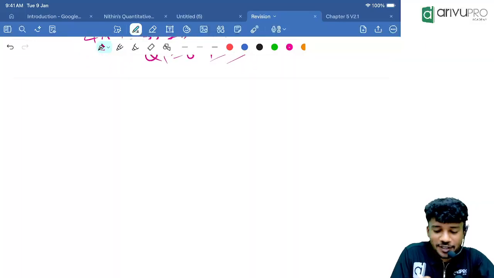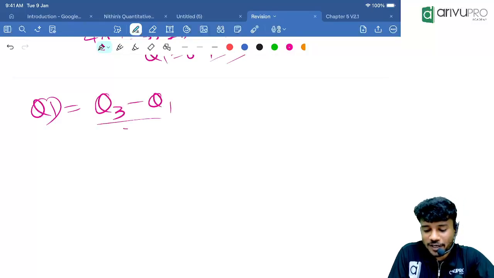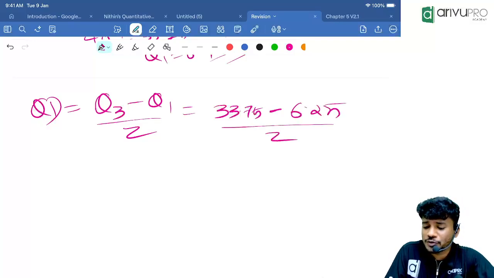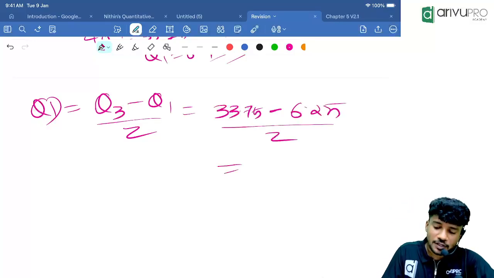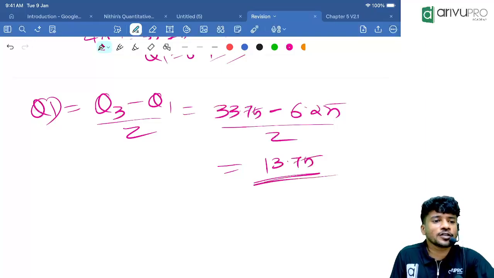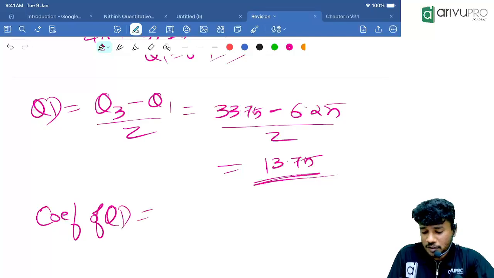How to find QD? Q3 minus Q1 divided by 2. Q3 is 33.75 minus 6.25 divided by 2. How much is the answer, people? 13.75 is our QD.